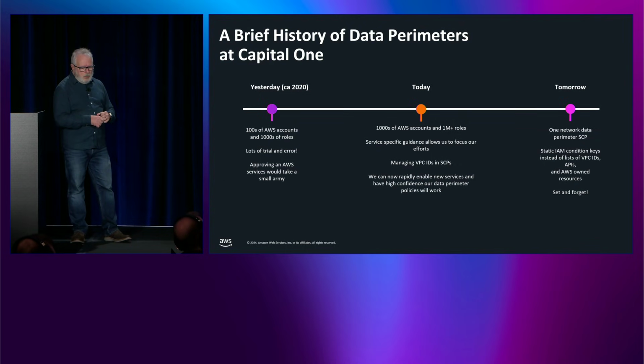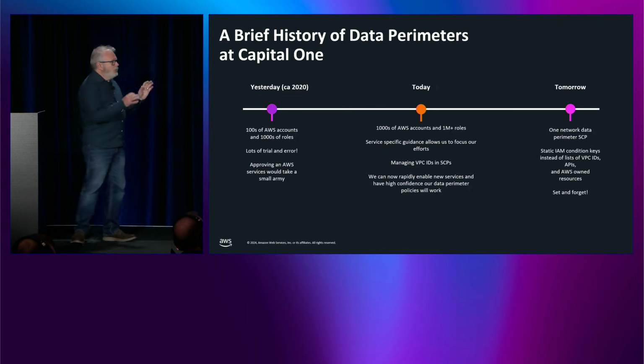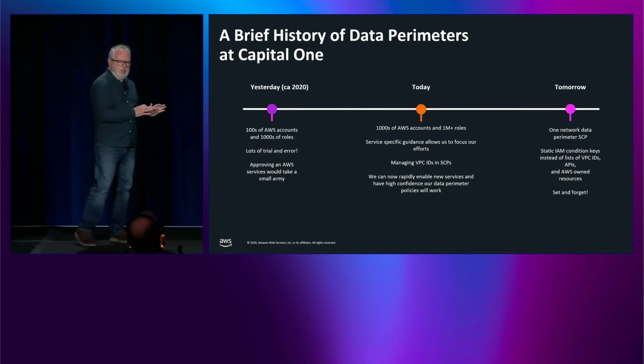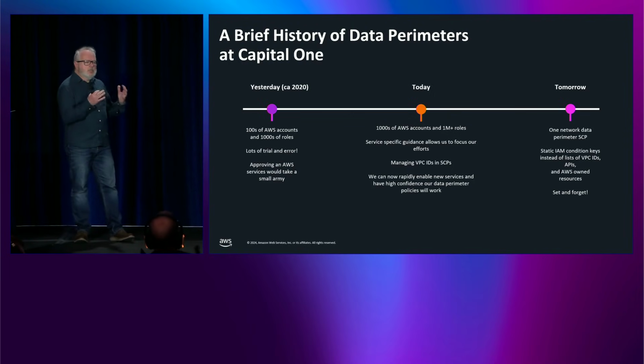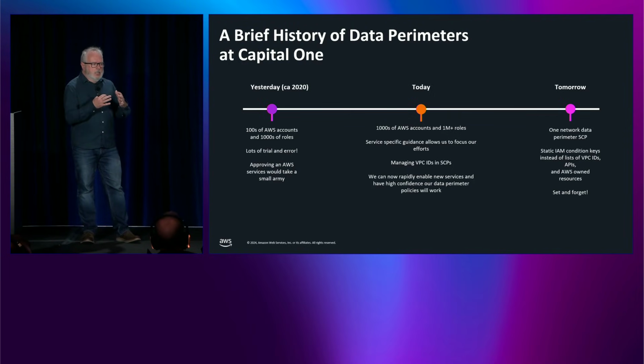So we moved through those early service issues, things settled down, and now today, we've grown from hundreds of accounts back then to thousands of accounts now. And this has really enabled us to accelerate our service adoption.